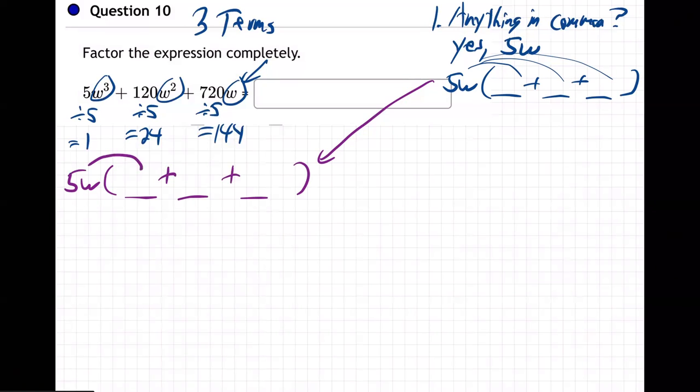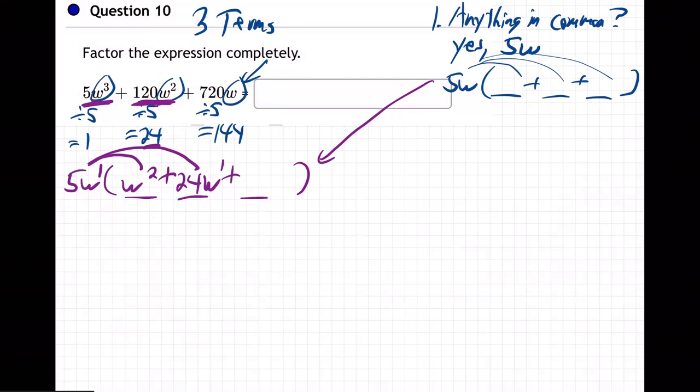So 5W times what will go back to 5W cubed? Well, W squared, because there's an invisible 1 power here. Remember, powers add. And then 5W times what will go back to 120? Well, we already know the number is 24. 5 times 24. And then we need a W, because W to the 1 and W to the 1, right? 5W times 24W. 5 times 24 is the 120, and the 1 powers add, W squared.